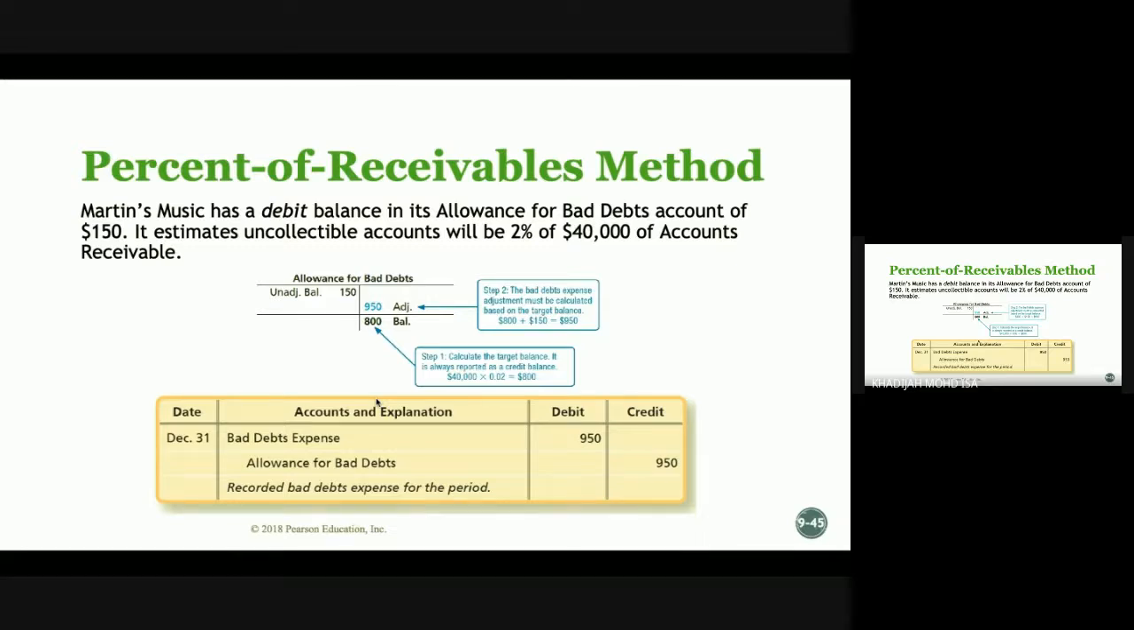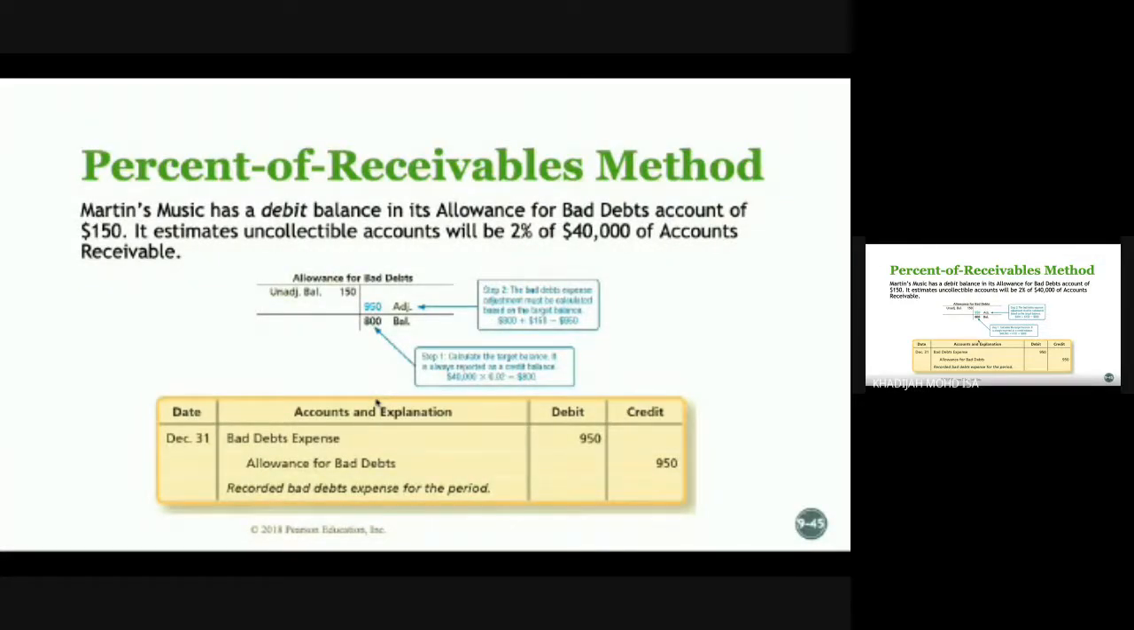So you must know how much is actually to be adjusted, right? Because you have to first decide what is the closing figure for your allowance. So you know that the allowance closing must be 800. Why 800? Because that is 2% of your 40,000. So if the closing is 800, then you must know that you already have 150 on the credit side, means that on the debit side, the adjustment must be 950.